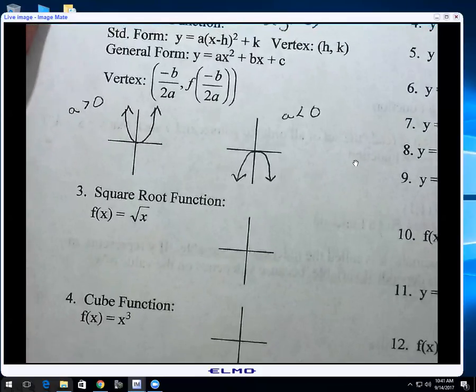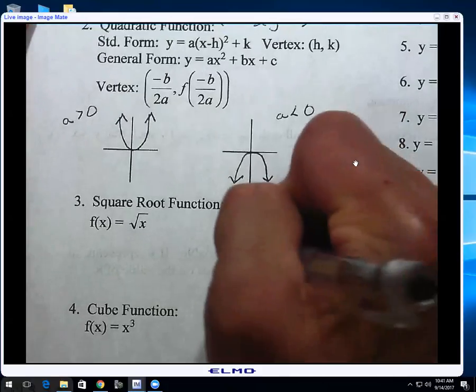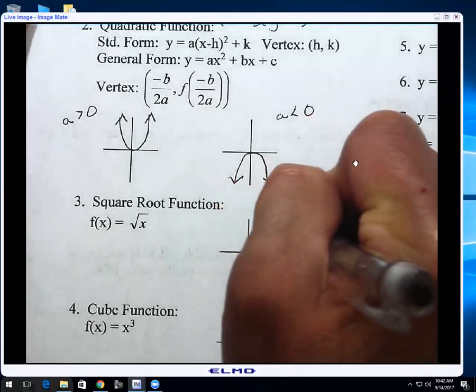Square root function, we're just going to fly through these. It's half of a sideways parabola.